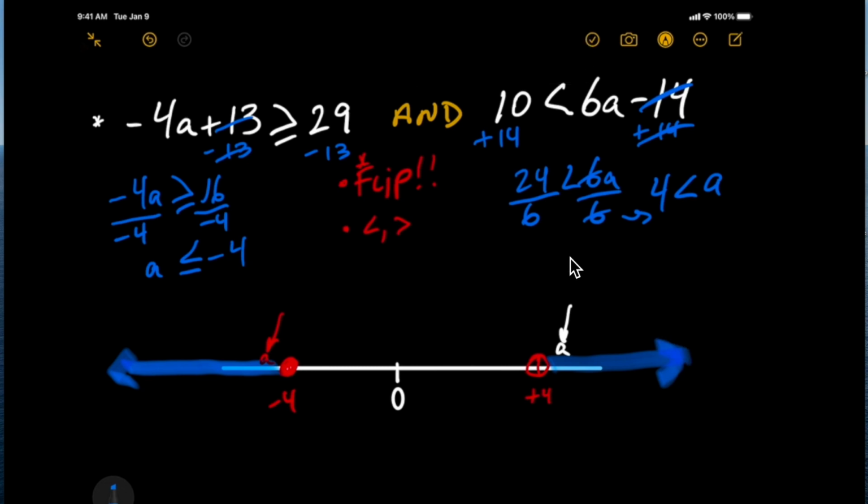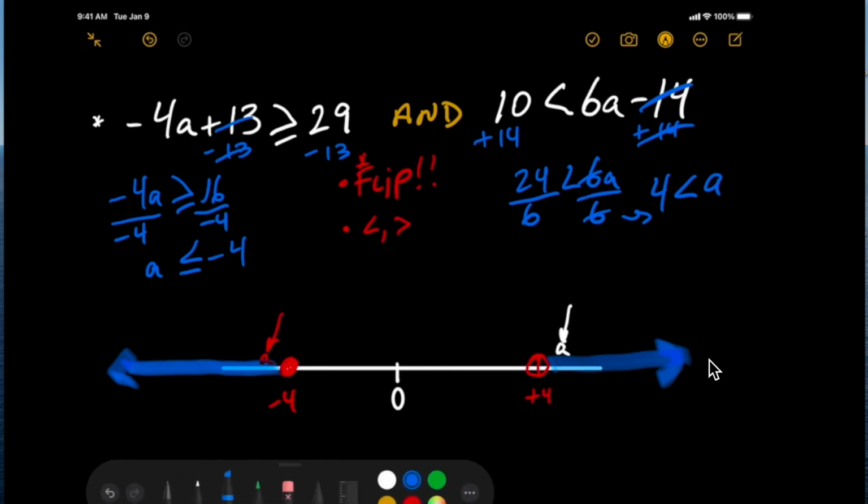Folks, look what we have here. It's an AND problem. Therefore, the solution has to satisfy both criteria. There is no way that you can have a value over here and over here. Therefore, this is no solutions.